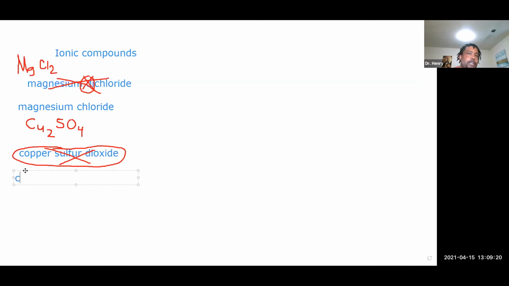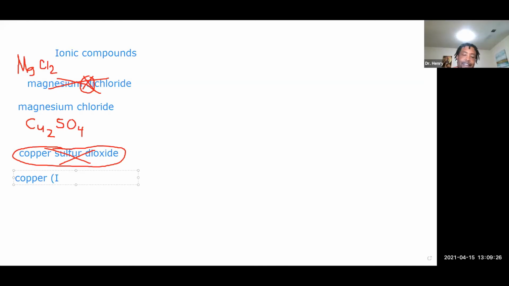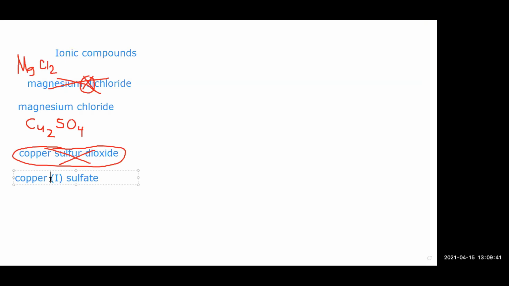So the correct answer would be copper(I) sulfate. We also have to include that Roman numeral, right? To tell me the charge on the copper. Dr. Henry, how come it's a 1 Roman numeral? I thought it was supposed to be a 2.